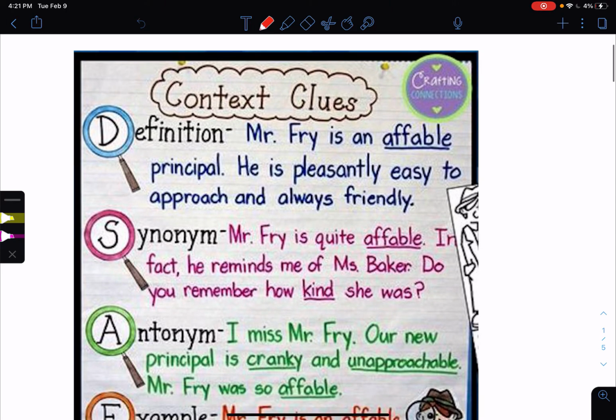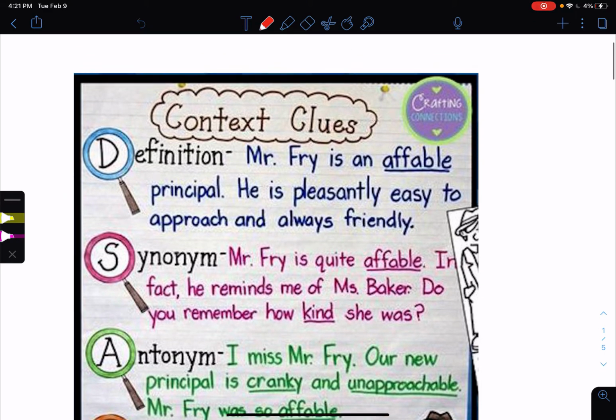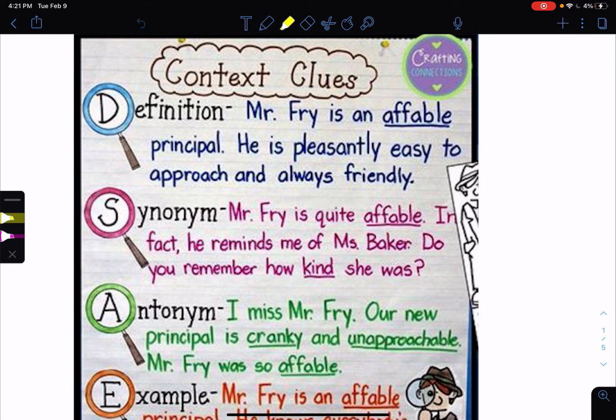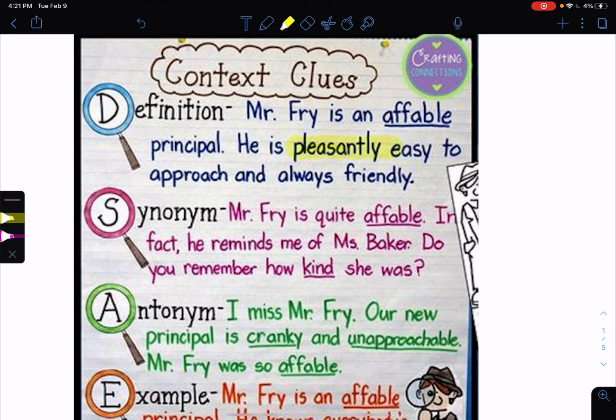So sometimes the text gives you a straight up definition, right? So here's an example. When they give you a definition for the word affable, Mr. Fry is an affable principal. So the definition for that is someone that is pleasant, someone that is pleasant and easy to approach and always friendly. That's the definition of affable.